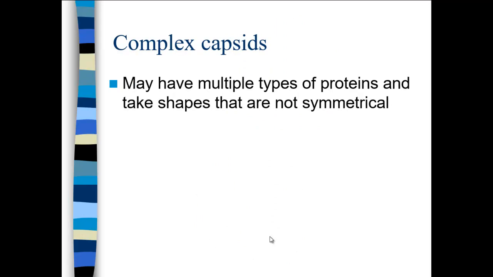So we have helical capsids, we have icosahedral capsids, and then we can have what are called complex capsids. Complex capsids have multiple types of proteins, and they have asymmetrical shapes. This is the third type, sort of a catch-all type, where if a capsid doesn't look icosahedral or helical, then we just throw it into this complex category.